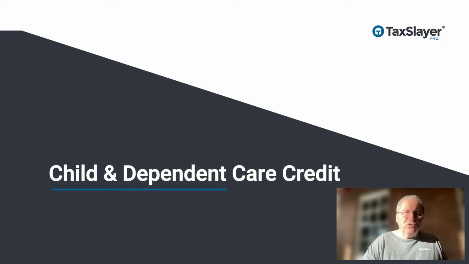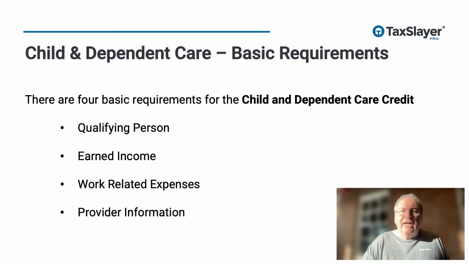Now, the last refundable credit that we want to talk about is going to be the child and dependent care credit. There are 4 basic requirements in order to claim the child and dependent care credit. You always have to have a qualifying person, you have to have earned income, you have to have work-related expenses, and then you have to put in certain provider information.